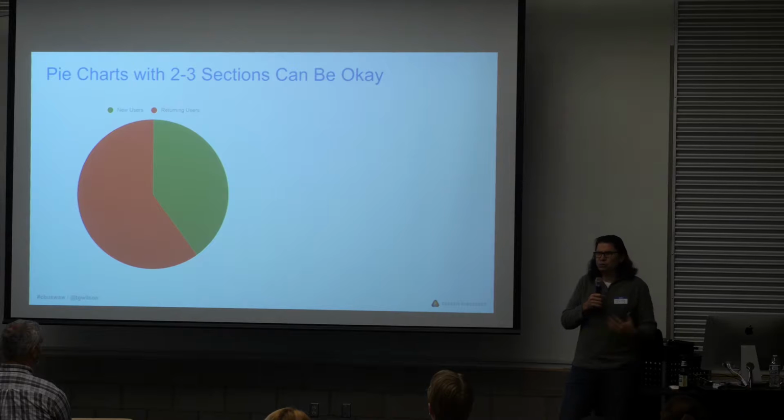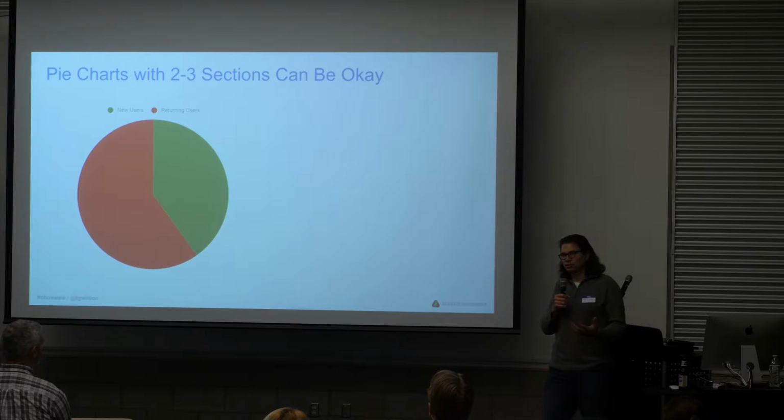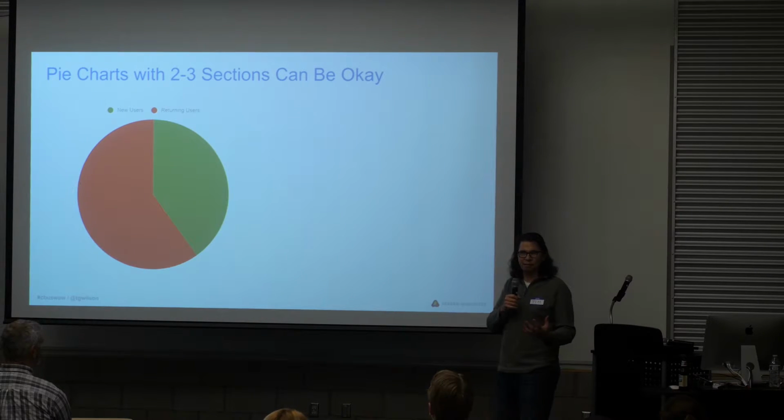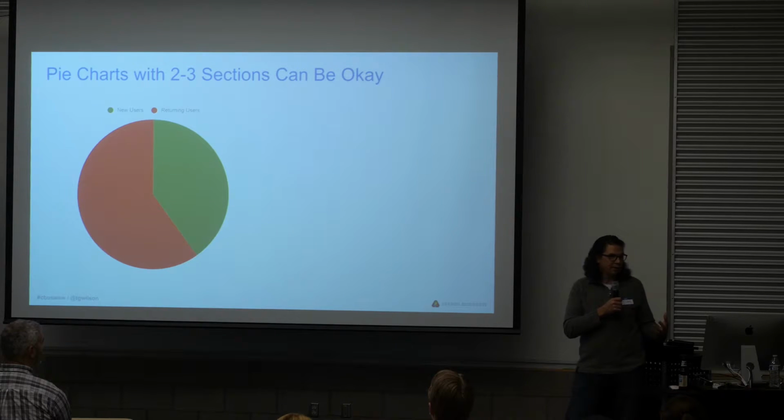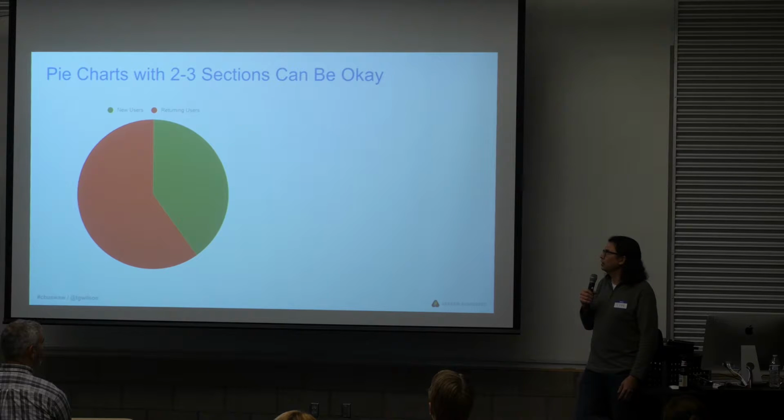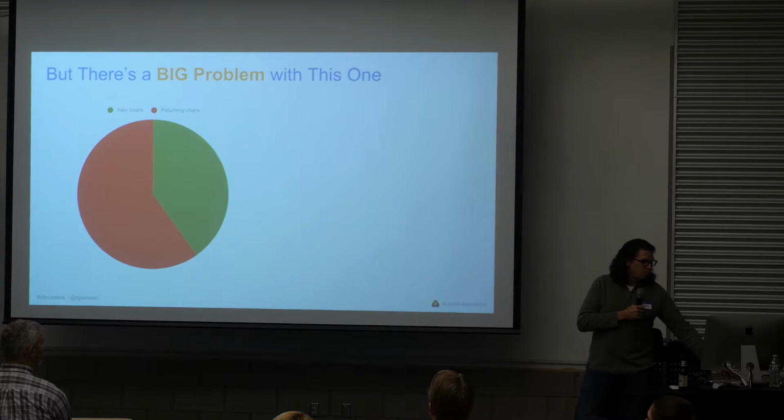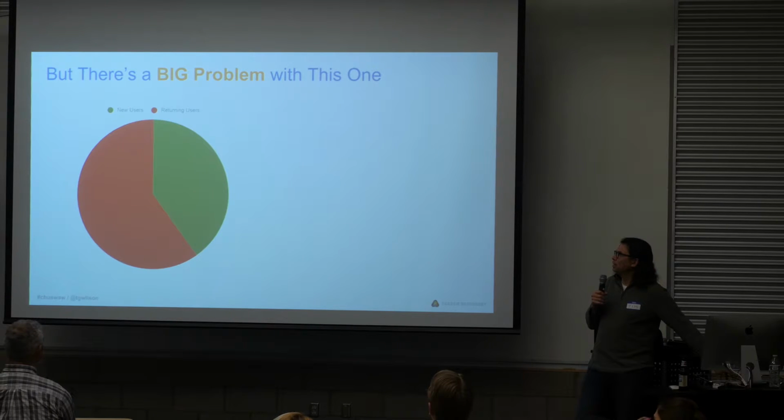So if you've only got two or three sections, then okay. Fox News is famous for doing things like having pie charts that add up to 120%. So yeah, don't do that. They should be parts of the whole. It should be representing the right thing. But this pie chart actually has a really, really big problem.